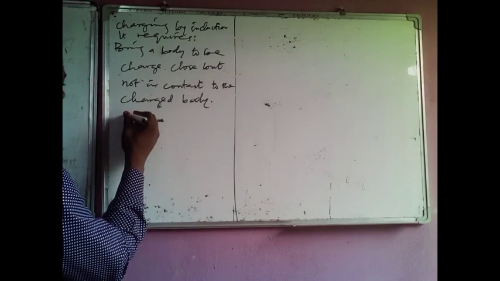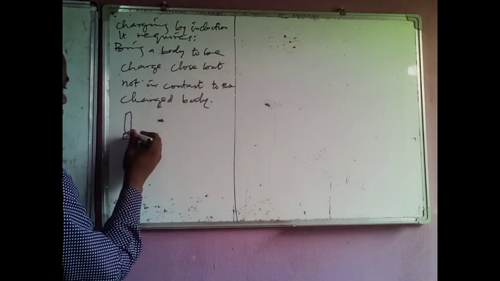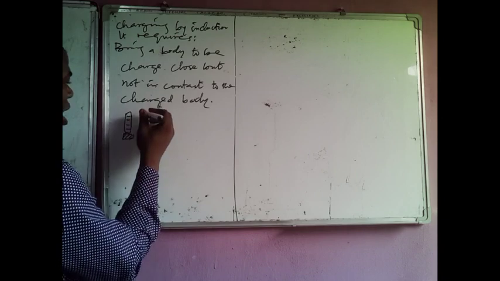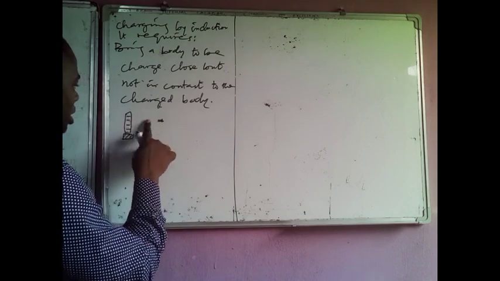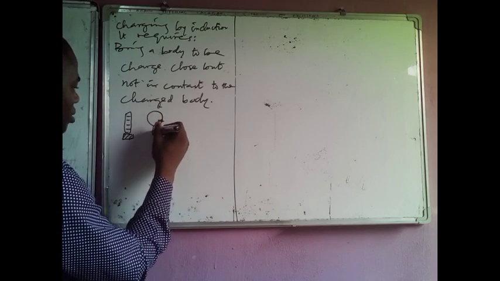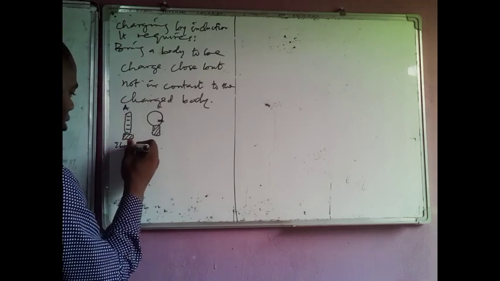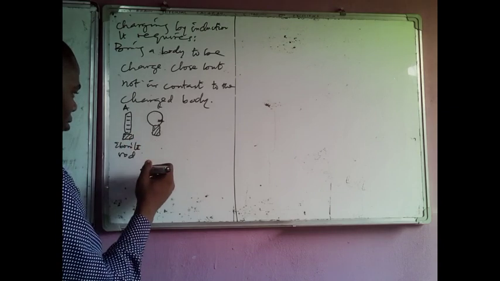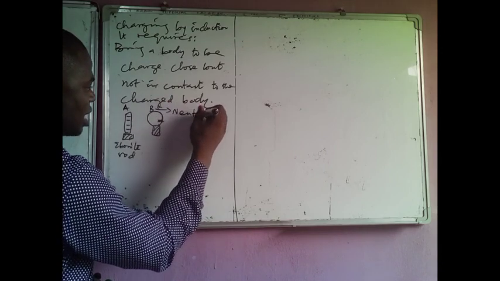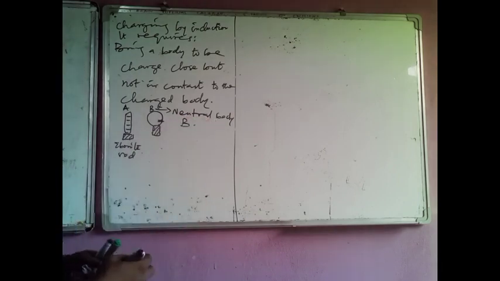There, for instance, we have an ebonite rod. Let me separate it. This is an ebonite. Ebonite is known to be negatively charged. And we have a body to be charged. Let me also put it on an insulator base. This is a neutral body. This A is an ebonite rod, and this is a neutral body B.